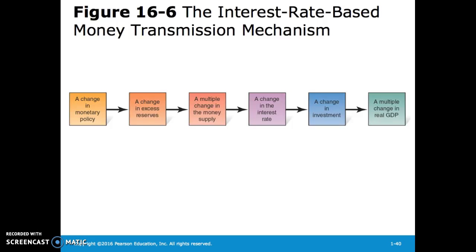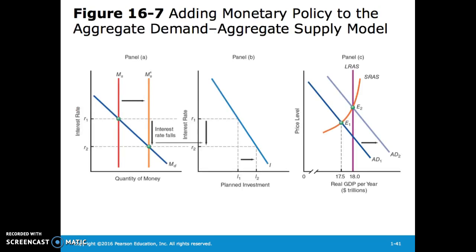We have a change in the monetary policy, which leads to a change in excess reserves, which ends up with a multiplicative change in the money supply, which leads to a change in the interest rate, which leads to a change in investment, which leads to a multiplicative change in real GDP. Let's look at this process graphically.